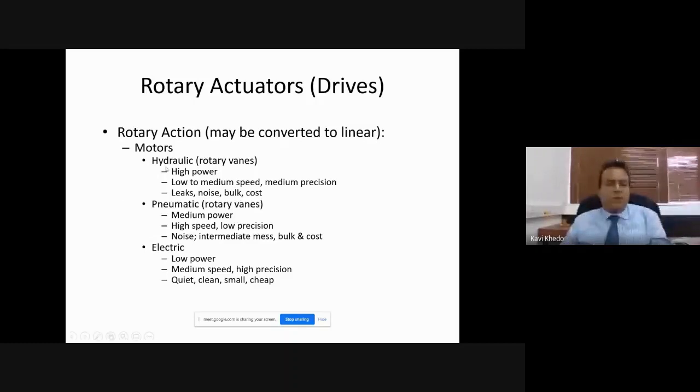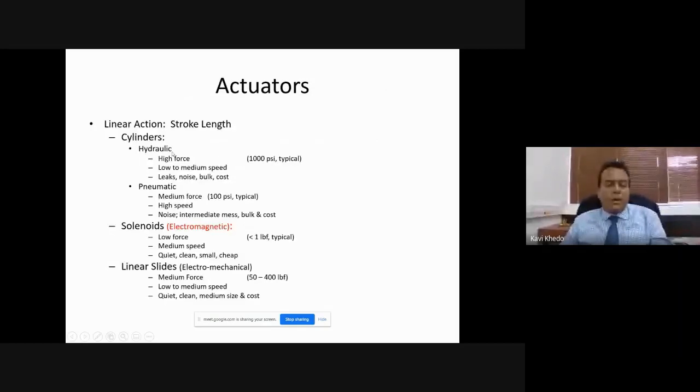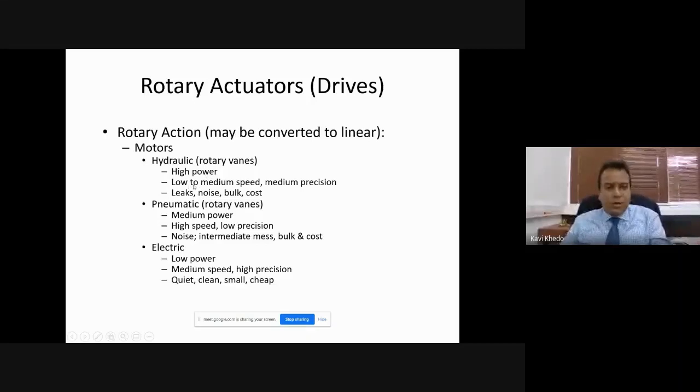Okay, so a hydraulic motor, it is high power. Even here you see hydraulic high force, hydraulic motor high power. But the speed is not so high in this case, low to medium speed and medium precision. They generate noise and it is quite bulky. Pneumatic is bulky, you know why, because there is a liquid that needs to be manipulated. So pneumatic, it's by compression of air, it is medium power, it is high speed. This one can generate very high speed, but low precision, can be noisy. It is bulky as well.